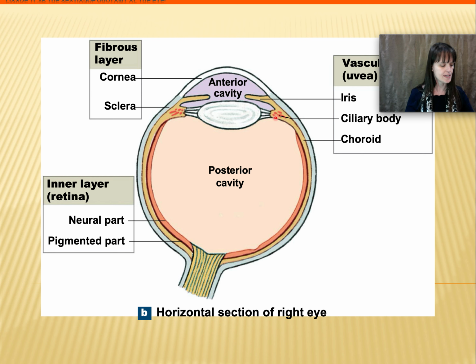I do have a timer going, right? Oh, yeah. Okay. We're about 15 minutes.